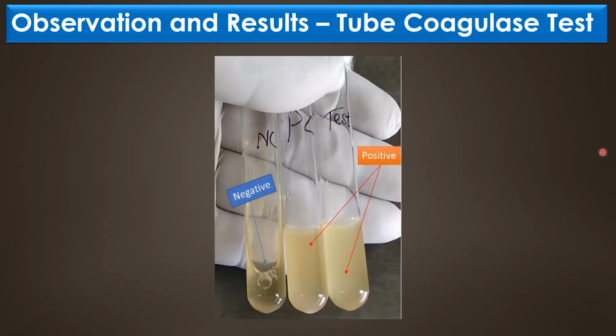And next, observation and results of tube coagulase test. In the tube coagulase test, a positive reaction is observed by a clot of plasma of any size after addition of a loopful of bacterial culture, but in a negative reaction, no clot is observed.